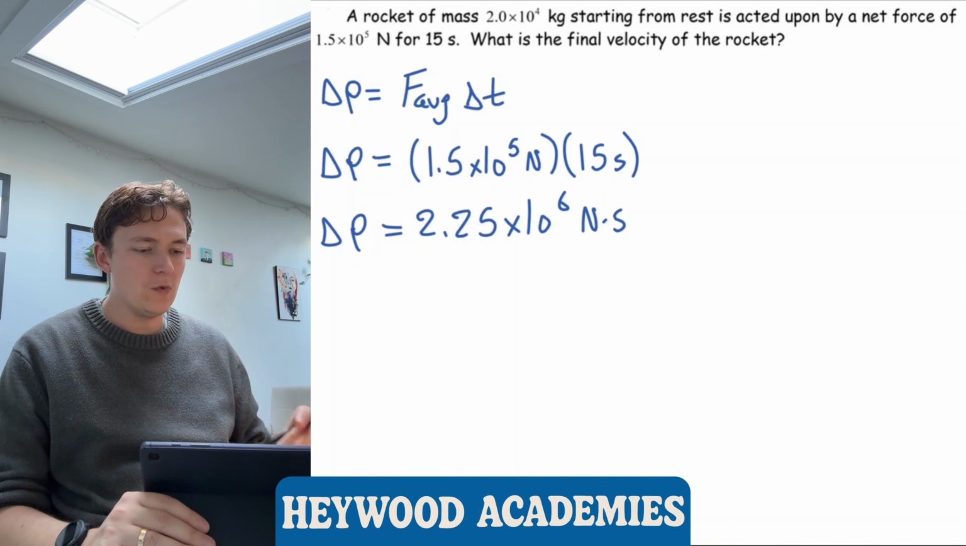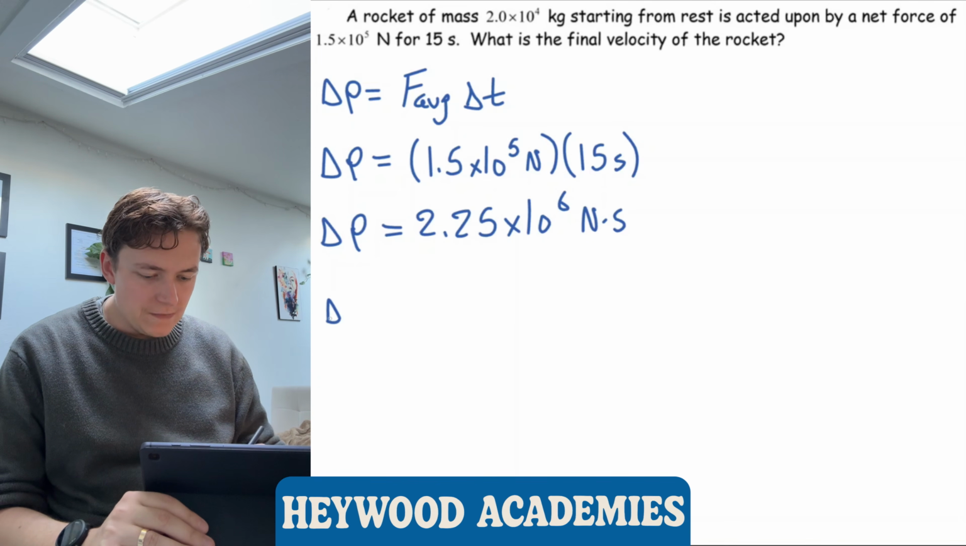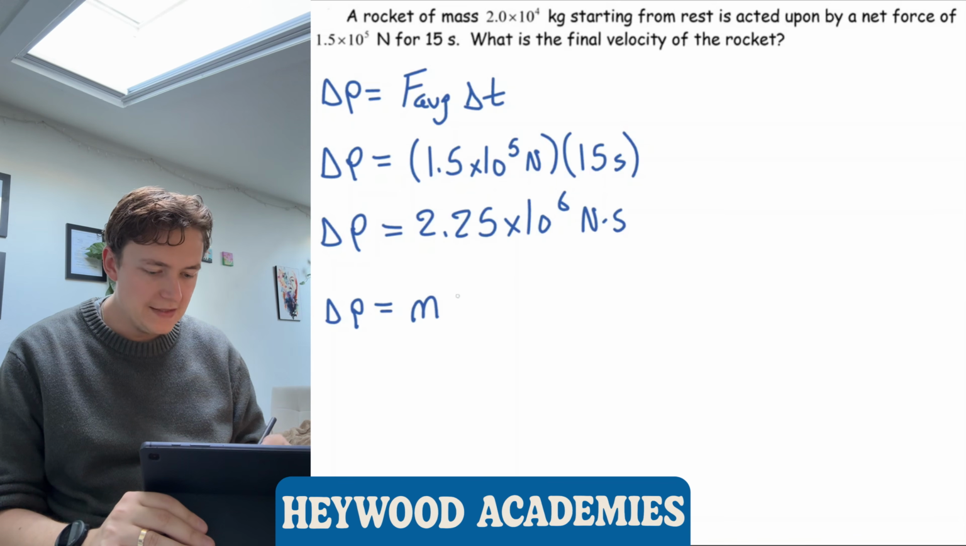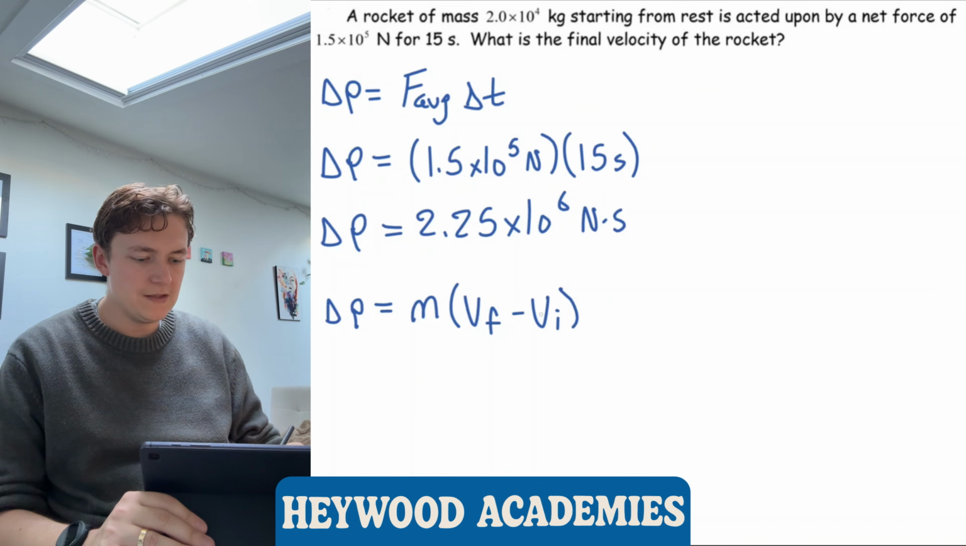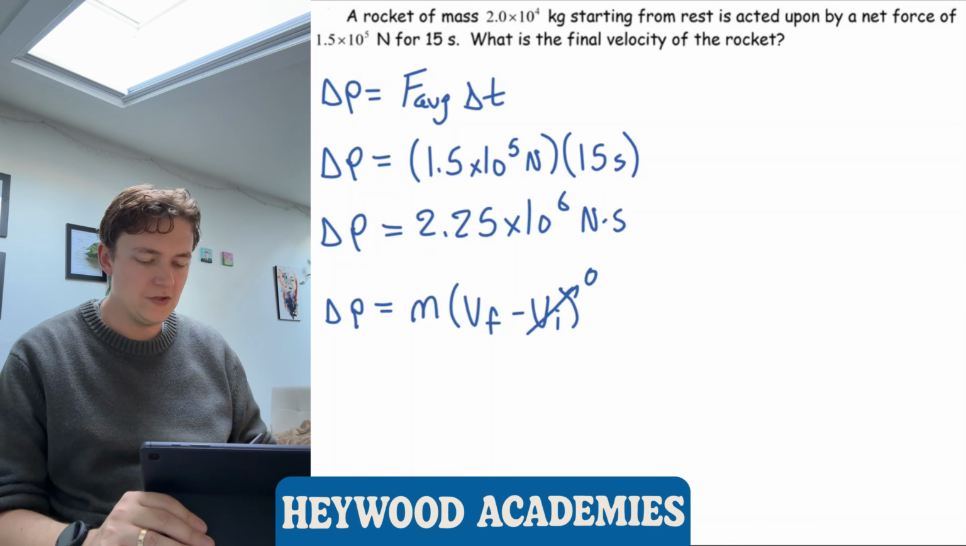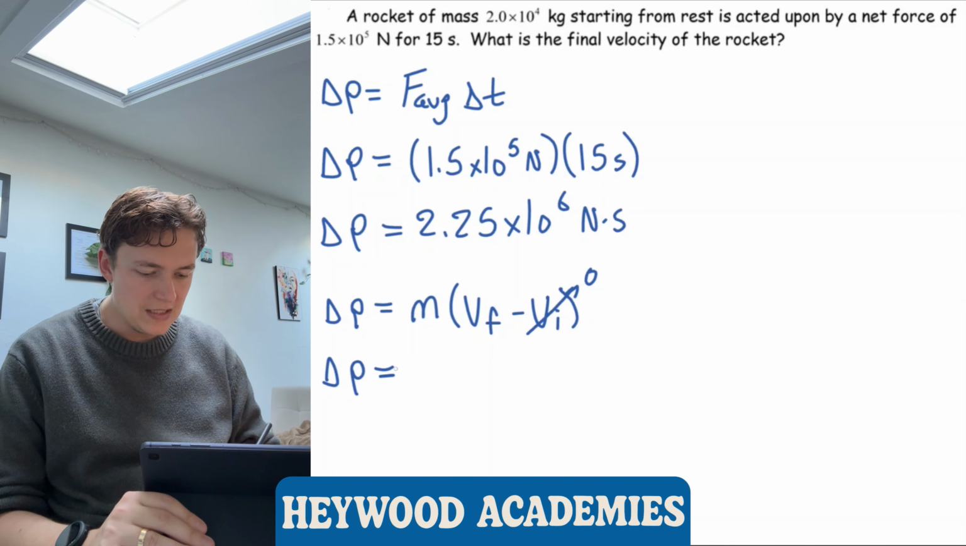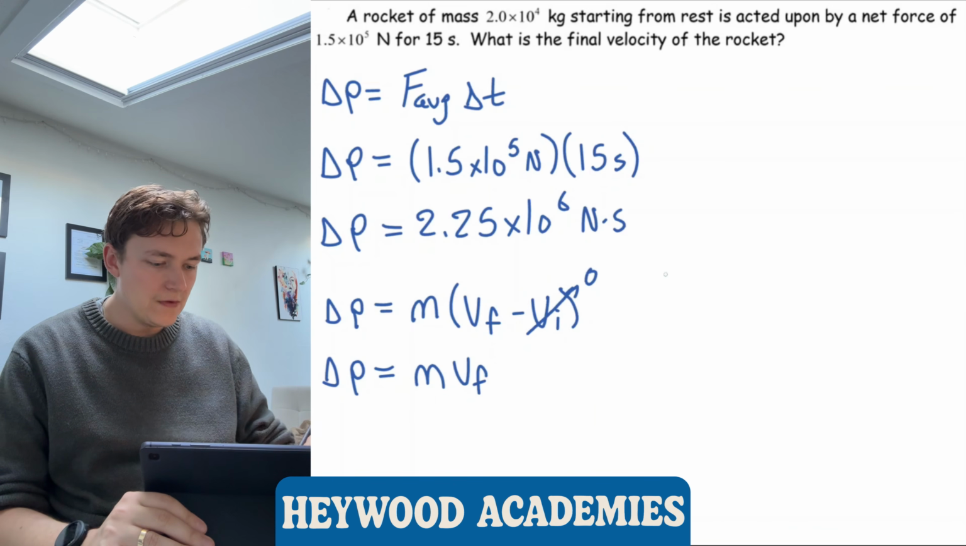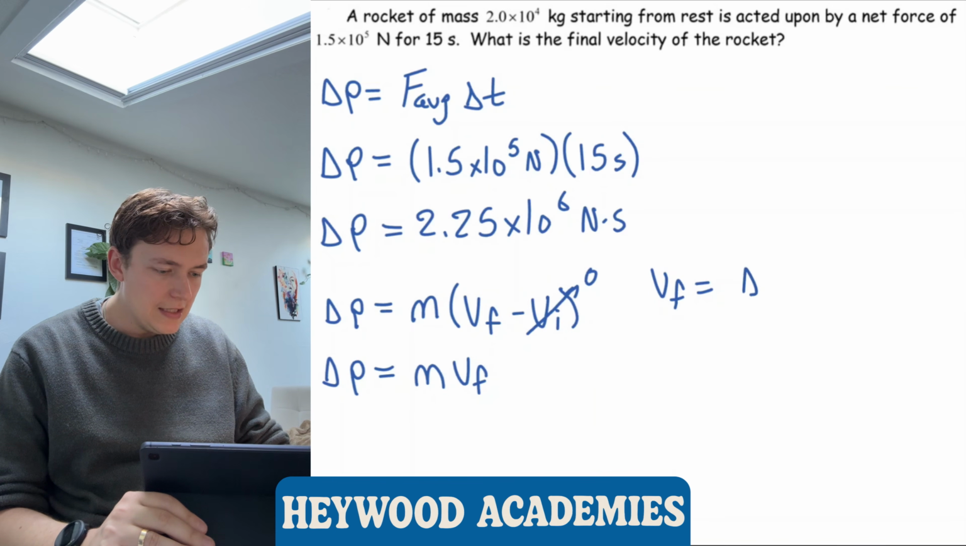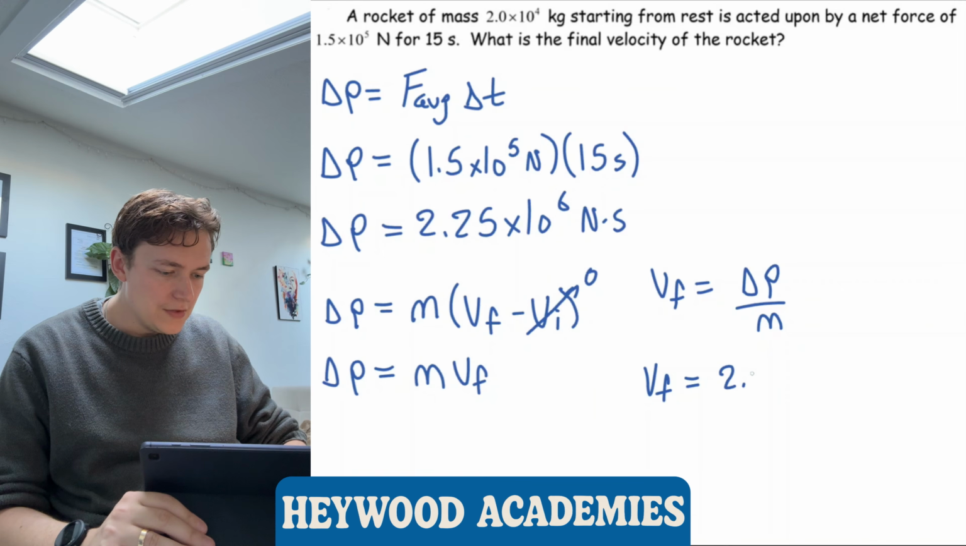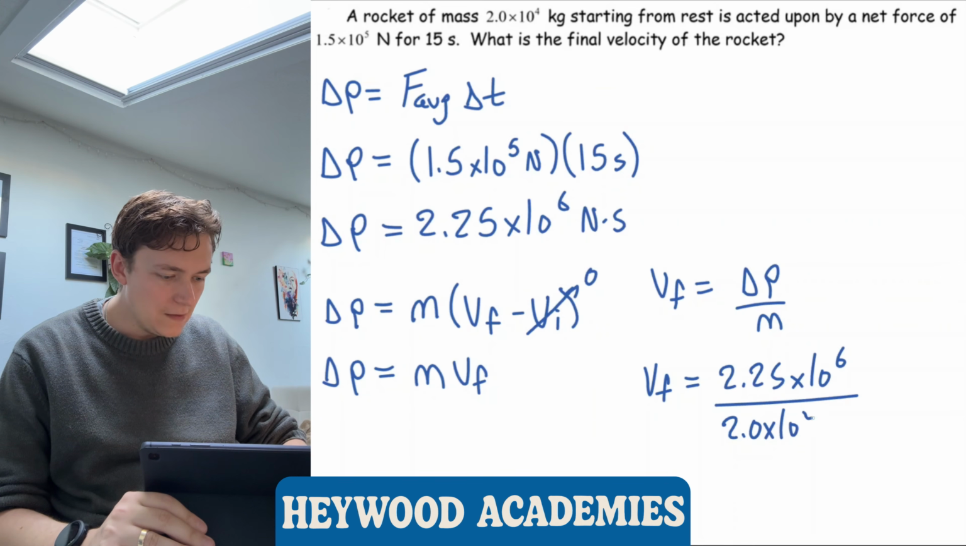Now that we have that, we want to figure out what is the final velocity of the rocket. So we can write another equation for our change in momentum as mass times our change in velocity. So we can do v final minus v initial. But they told us it starts from rest. So that means that in this case, our initial velocity is 0, and our change in momentum is just mass times final velocity. Now all we need to do here is rearrange for the final velocity. So you can write final velocity is change in momentum over mass, and then plug in both of our numbers that we've got here. So we use this 2.25 times 10 to the 6 as our change in momentum, and the mass that they gave us, 2.0 times 10 to the 4.